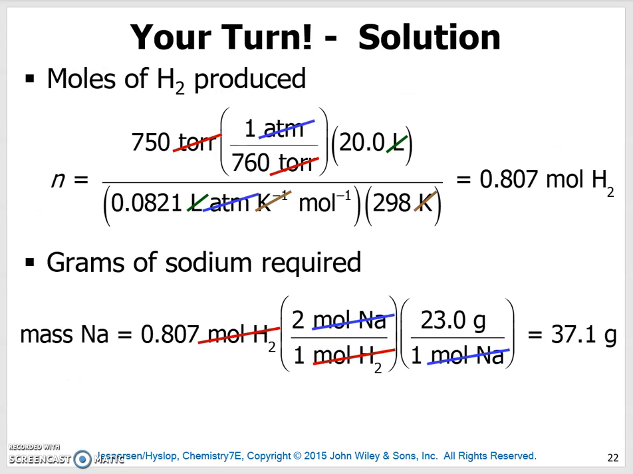And here is a slide that has the work shown in case you need to double check your work at any step. We had to convert the pressure to atmospheres and the temperature to Kelvin so that it lines up with the units that we use for the most common R value. And then once we get moles of hydrogen, we use stoichiometry and the molar mass to get to grams.